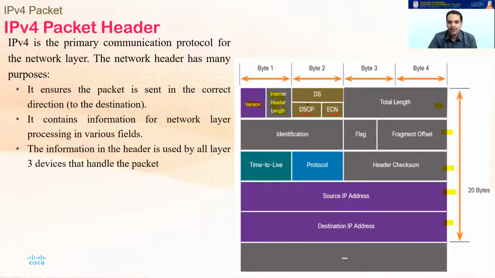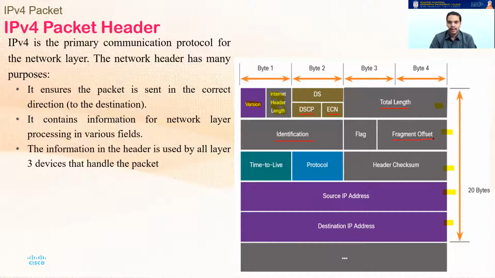Please remember that this field will tell the routers on the way how to handle this packet, what kind of service it requires. The next thing is the total length field, which will give you the length of the entire packet, including the header as well as the data. The next field is called the identification field. The identification field and the fragment offset.